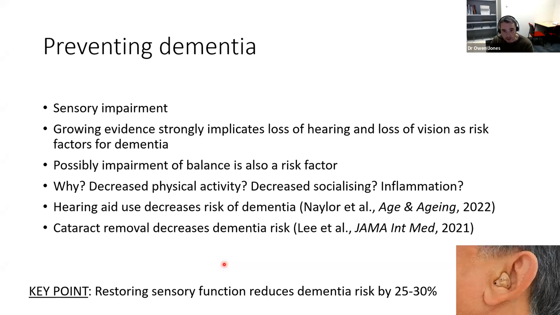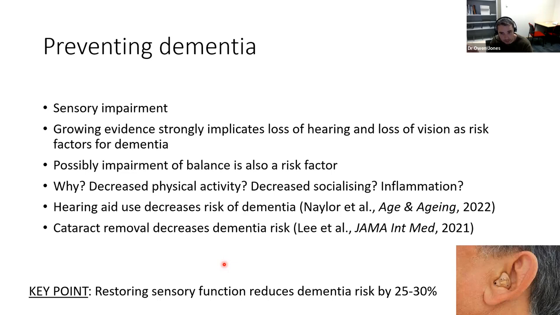If you happen to use a hearing aid, this will decrease your risk of dementia if you've lost some aspect of your hearing. Similarly, if you've developed cataracts and have visual impairment, you can reduce your risk of dementia significantly by having those cataracts removed through surgery. So the key point here is that restoring and looking after your sensory function can reduce your dementia risk considerably. And we're talking about a massive amount here, 25 to 30% perhaps. So nothing trivial, very important.